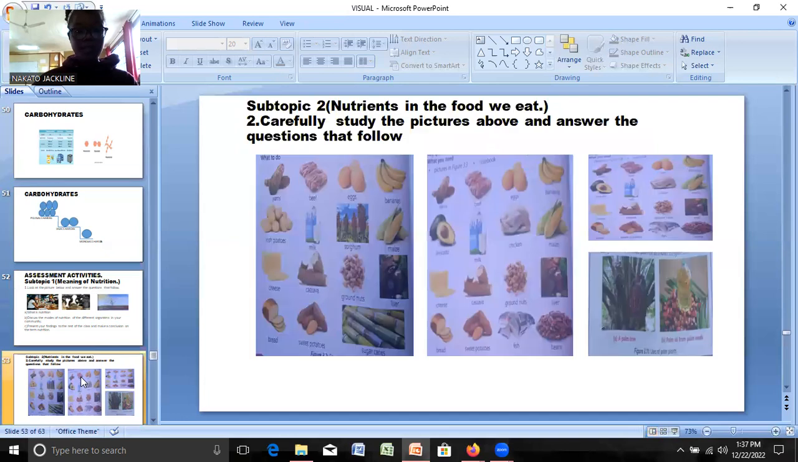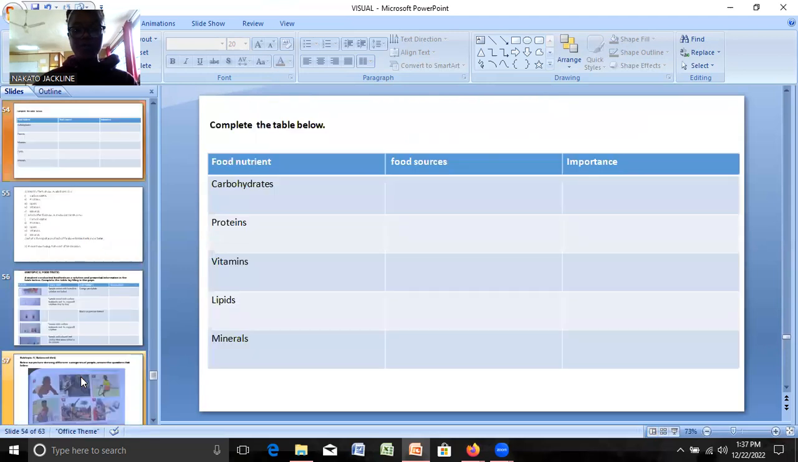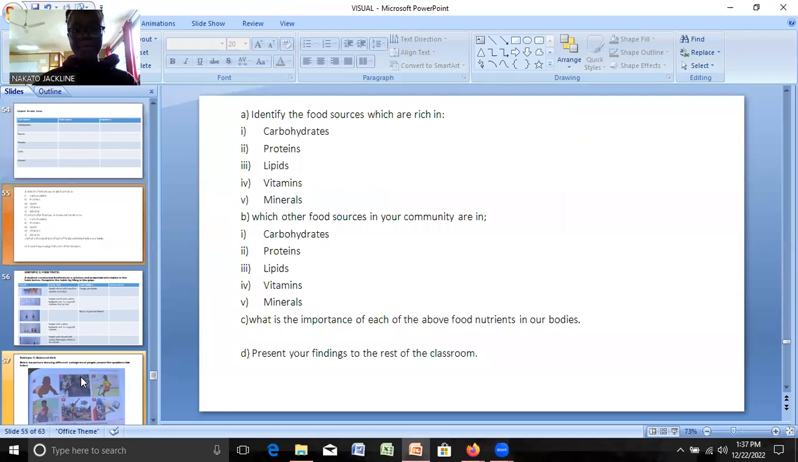Again, we have subtopic 2, the nutrients in the food we eat. Here are the pictures showing the different categories of food, and here is a table to help learners write the food sources they see from the above table and their importance to our body. Then these are the different questions the learners are to answer, and then they will present their findings to the rest of the class, and their reference is the pictures presented to them.